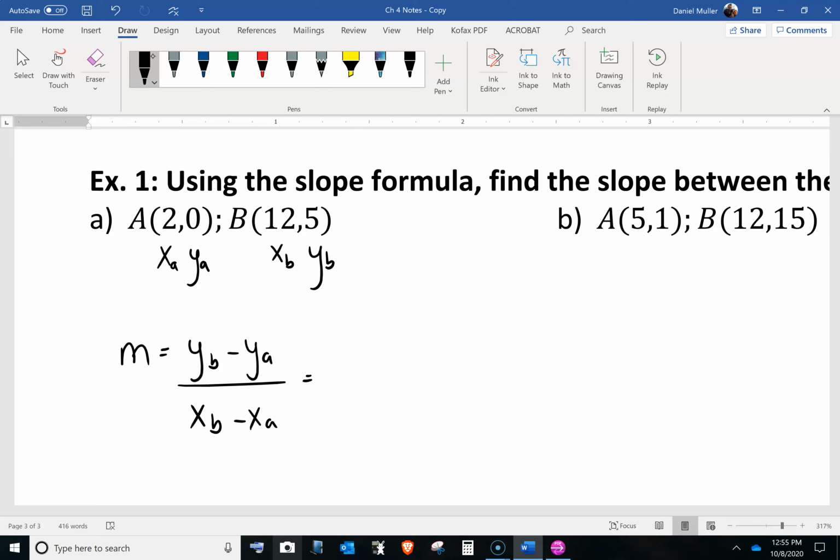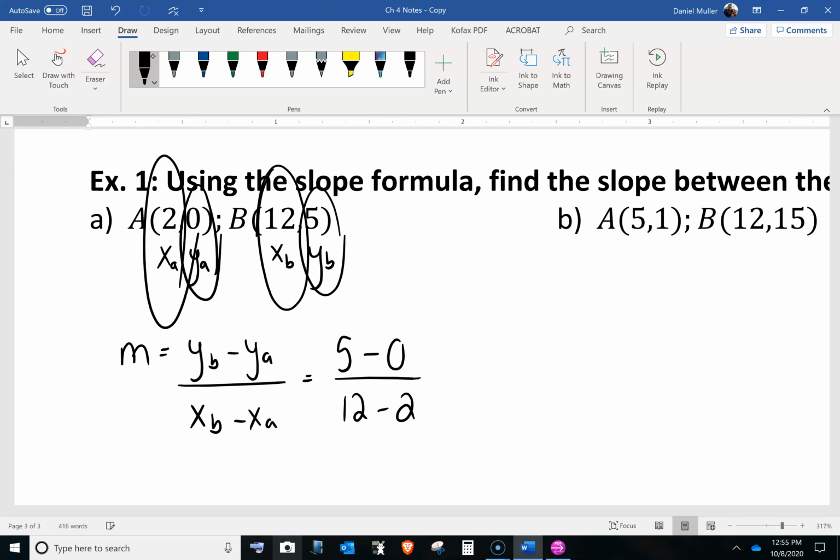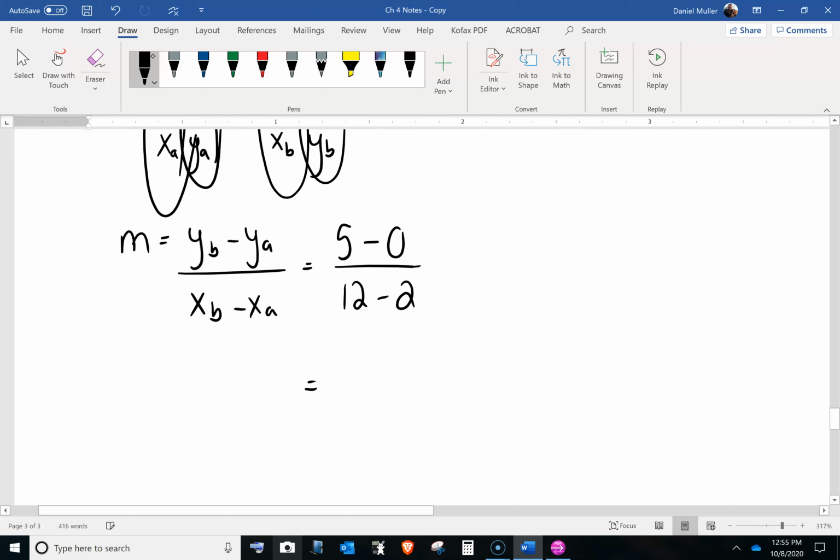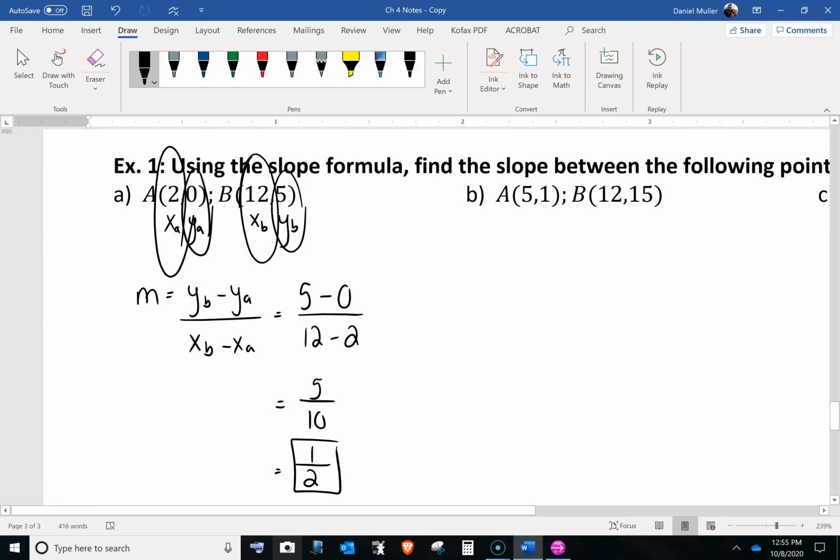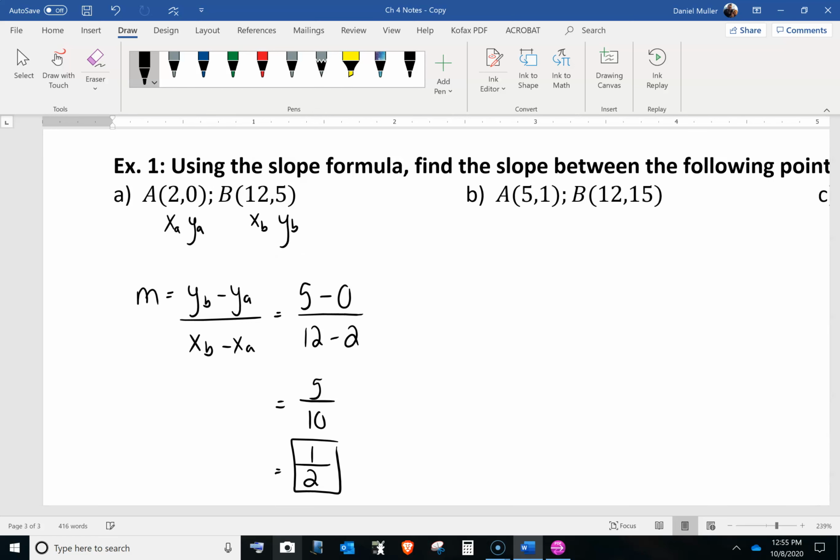and then you can actually just plug these numbers in. So yb is 5 minus ya is 0, and then xb is 12 minus xa, which is 2. And so you can do a little bit of math here. 5 minus 0 is 5. And actually, maybe I'll try to work a little bit more vertically here. So 5 minus 0 is 5. 12 minus 2 is 10. And that can be simplified both by 5. You get 1 over 2. So your steepness, or your slope, or your change in y over your change in x, or your rise and your run, or the letter m, all the same thing here, is a half.